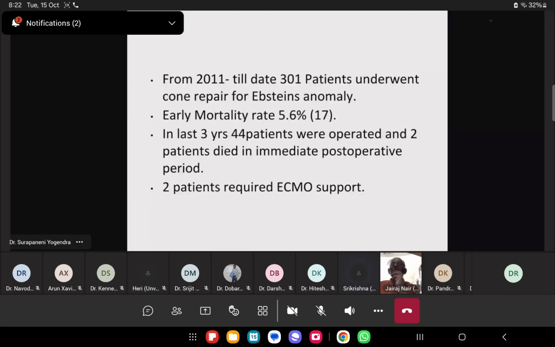From 2011 till date, 301 patients underwent cone repair. Early mortality rate is 5.6%, 17 patients. In the last 3 years, 44 patients were operated, 2 patients had died in hospital, and 2 patients required ECMO support. Both the patients were successfully discharged. Thank you.